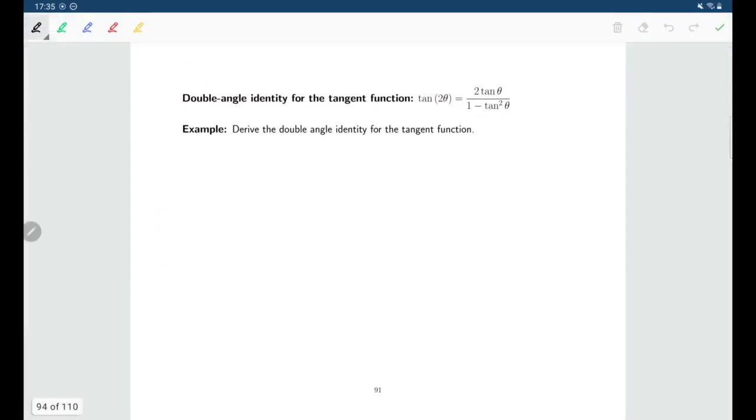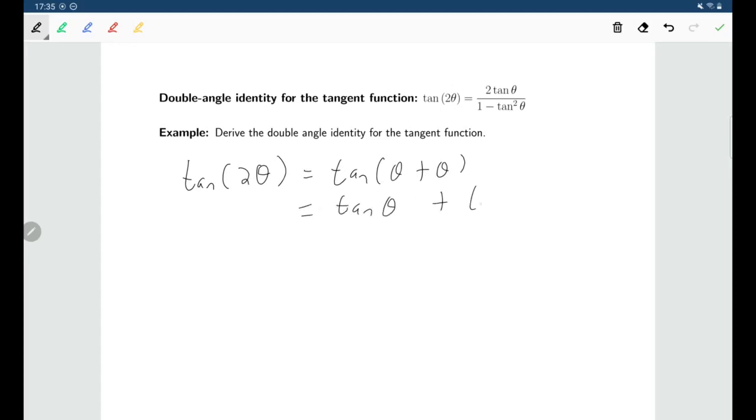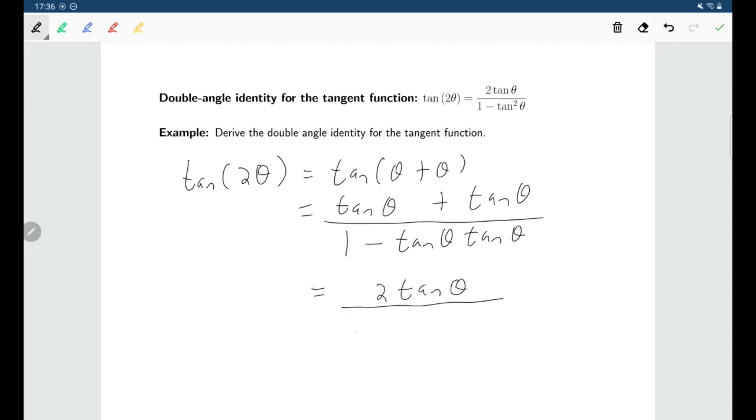For tangent, the double angle identity, again, is coming straight from the angle sum identity. So 2 theta for tangent would be the same thing as tangent of theta plus theta, which is the same thing as tangent of the first angle plus tangent of the second angle over 1 minus tangent of the first angle times tangent of the second angle. And since these angles are the same, in the numerator you've got 2 tangent of theta, and in the bottom you've got 1 minus tangent squared theta.